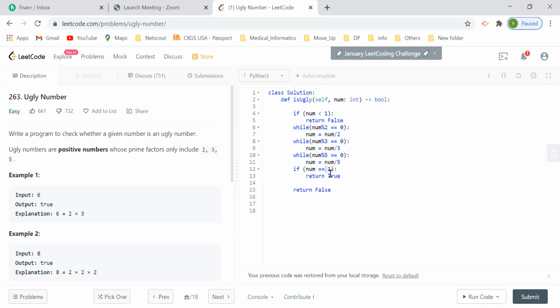So if the number is 1, then it is true. After this, if it's greater than 1, then it is divisible by some other number besides 2, 3, and 5, right? So that's the whole idea. Okay. Yeah. Let me just show you.